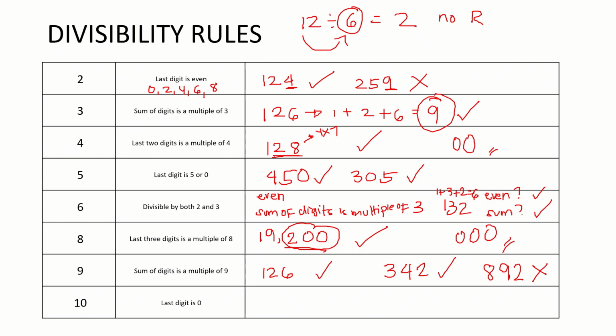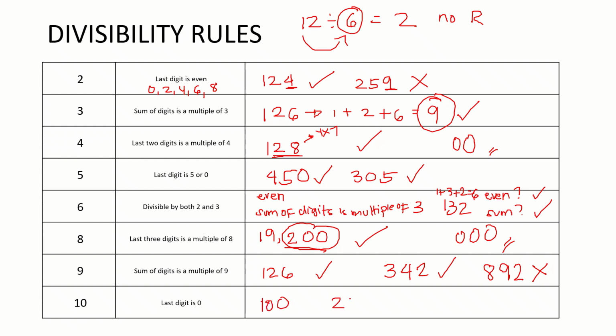So remember, all numbers divisible by 9 are also divisible by 3, but not all numbers divisible by 3 are divisible by 9. And finally, 10. This is the easiest of all of these. It's just that the last digit is 0. So anything that ends with a 0, it's divisible by 10.